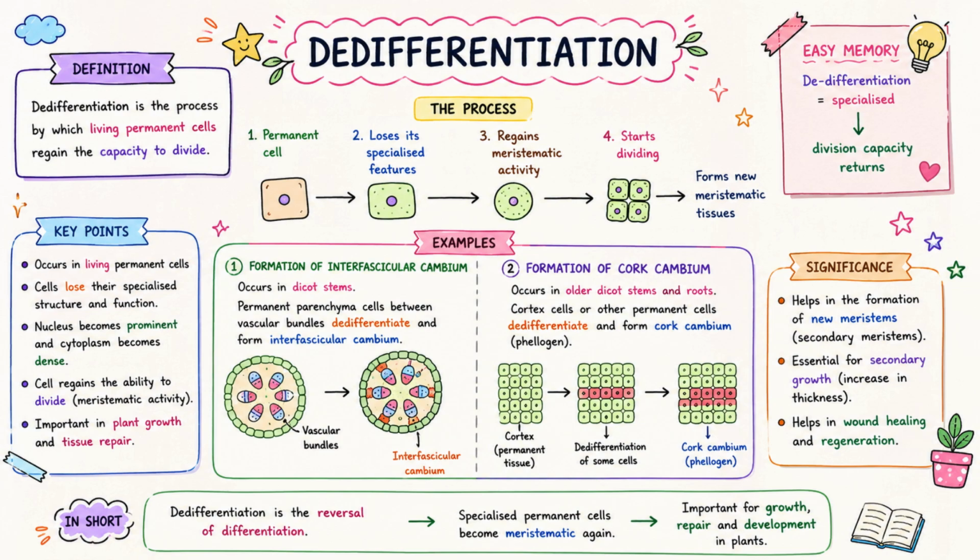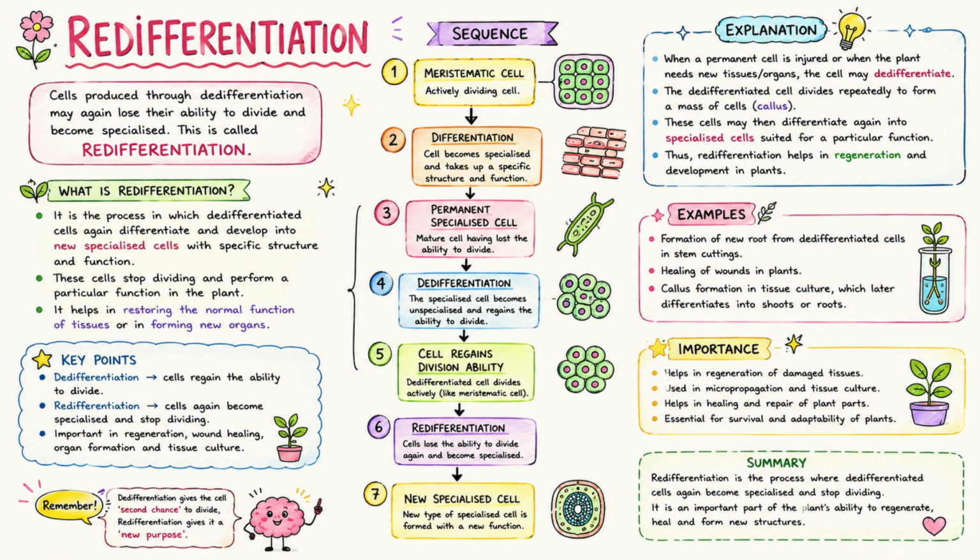For example, some permanent cells can develop into interfascicular cambium or cork cambium. These tissues regain the ability to divide and produce new cells. So we can remember dedifferentiation in a very simple way. A specialized cell regains its ability to divide. In short, dedifferentiation means specialized cells become capable of cell division again. Redifferentiation is the process in which cells that have regained the ability to divide through dedifferentiation again become specialized and lose their ability to divide.